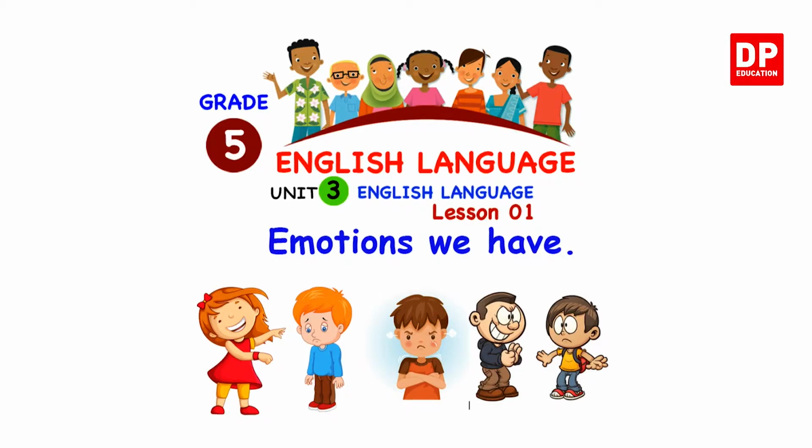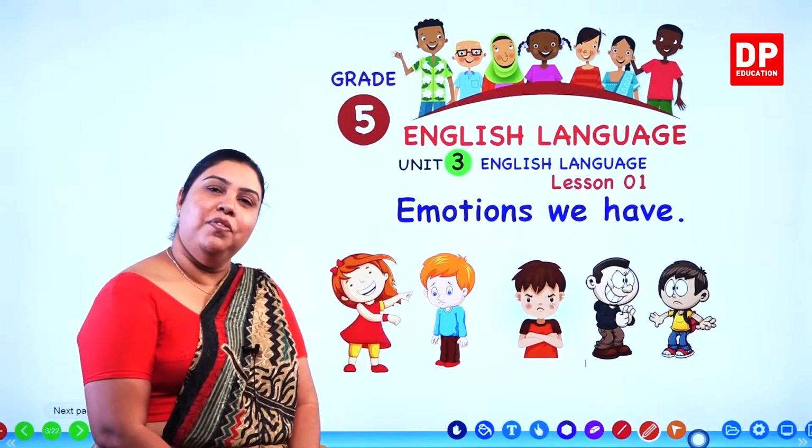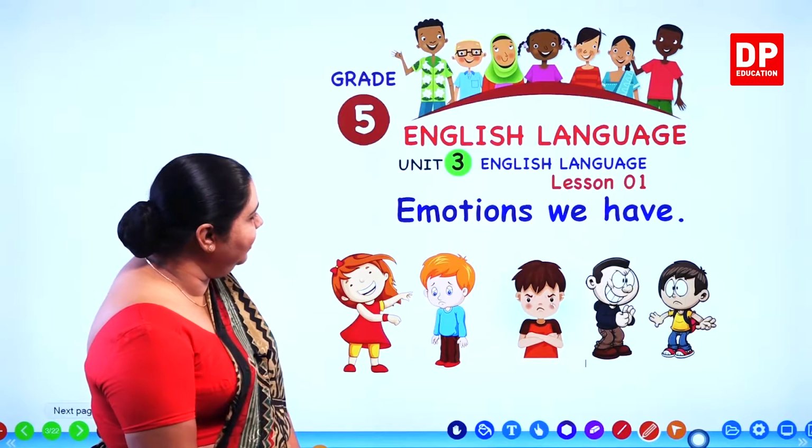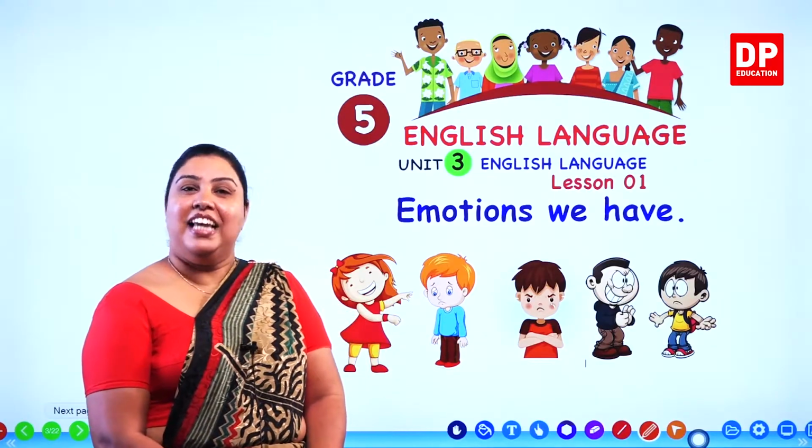Our unit number 3 is caring and sharing. Always remember that, okay? Caring and sharing. What are we going to talk about in lesson number 1? Emotions we have. Emotions we have. Now I want all of you to take a look at the little pictures that we have here. Can you see them?